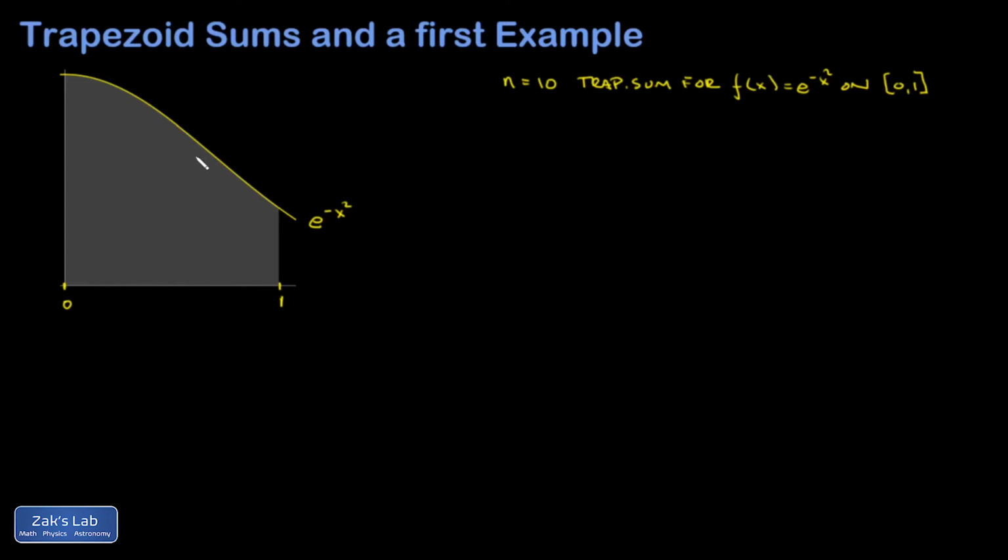Let's apply this to this simple function e to the negative x squared. And the reason I chose this, again, is because it has no symbolic antiderivative. So if you want an area under this curve, you always have to use a numerical approximation.